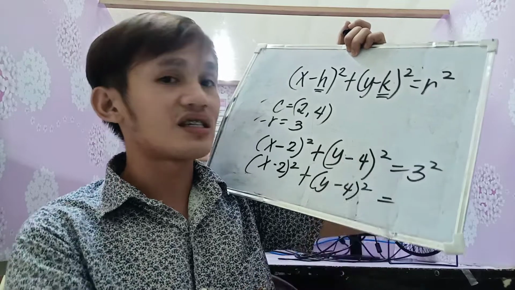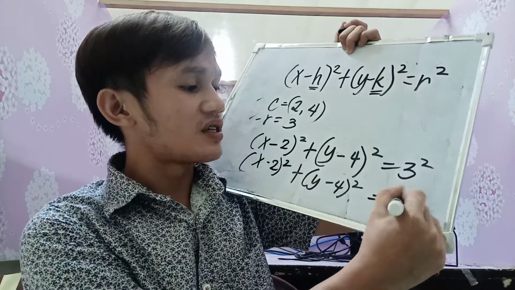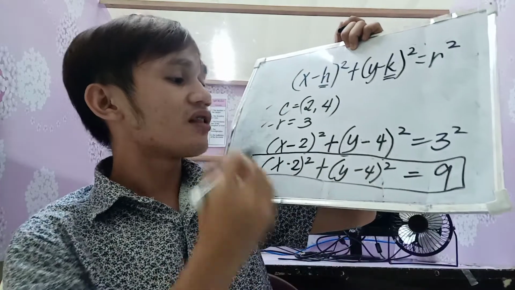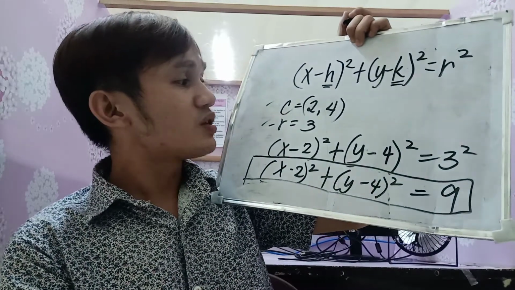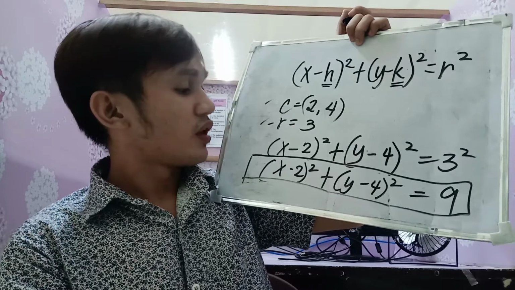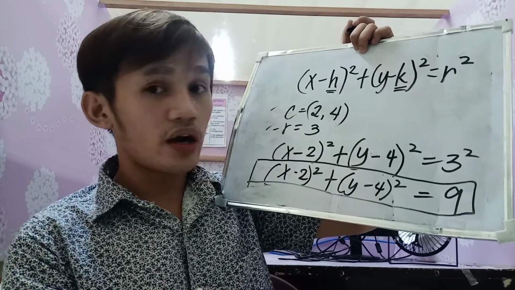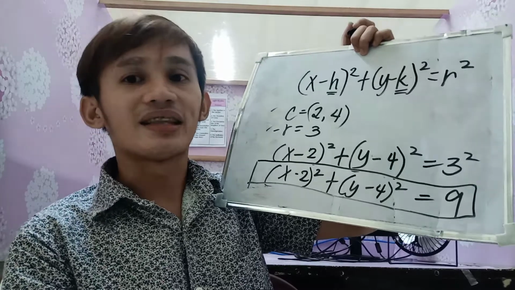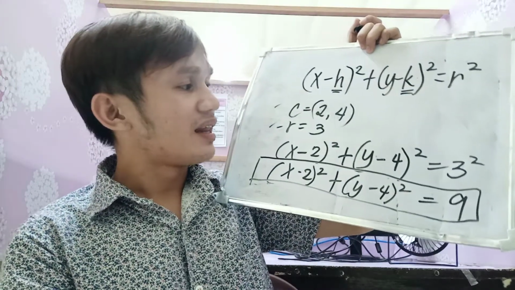So in this case, this is 3 square, which is 9. So meaning to say, the standard equation of your circle whose center is at (2, 4) is (x − 2)² + (y − 4)² = 9. Okay, next, let us have another example.